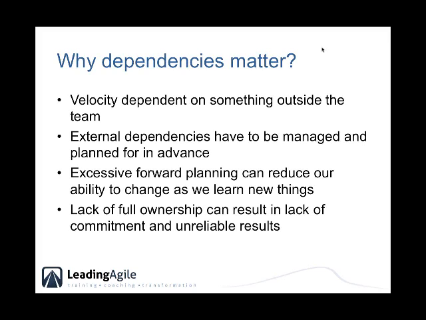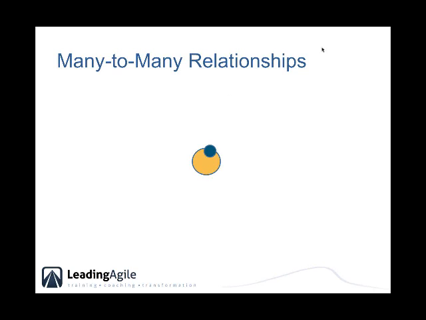And then what I think is the more insidious of this is that lack of full ownership can result in a lack of commitment, and then even sometimes unreliable results. So that's the first thing. So external dependencies to me are a really big flag that Scrum might have some issues in my organization.